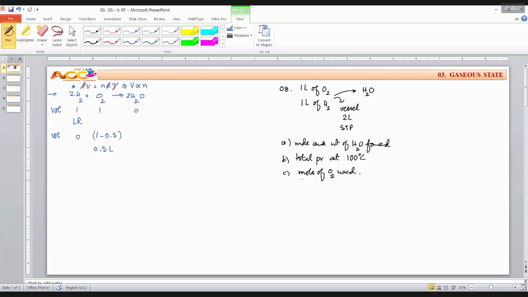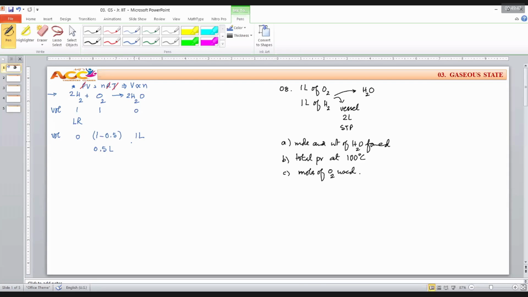Come to the question. Moles of oxygen used: half mole is used, half liter is used, half liter is left out. Half liter at STP, how many moles? You have to find that out, very simple. And then water formed. It is 1:1 in terms of volume. Therefore, we can say 2 liters of water is formed. If you are having 2 here, it is 2. If it is 1, this must also be 1 liter.